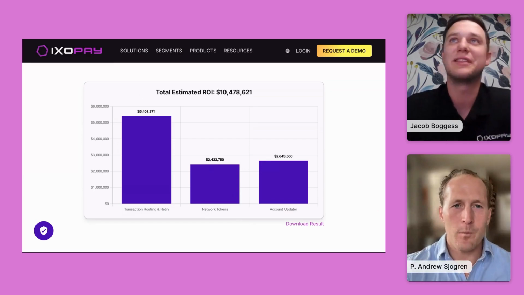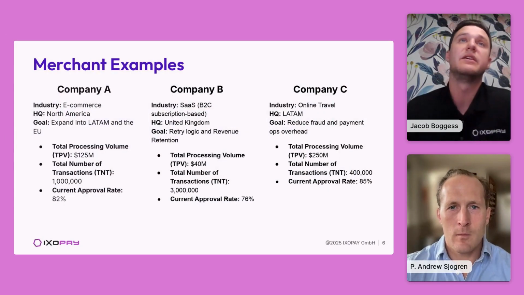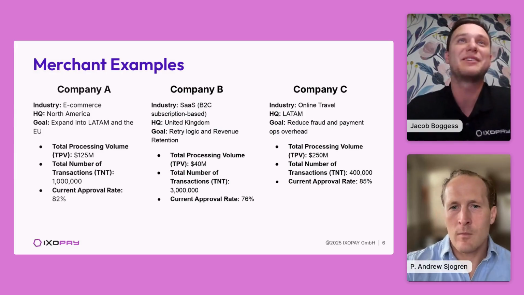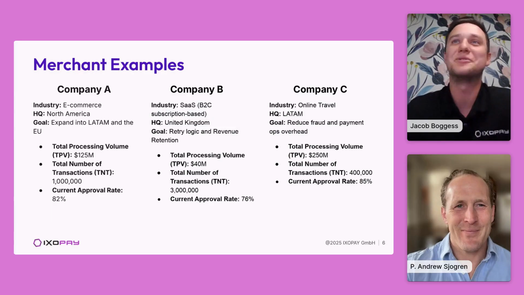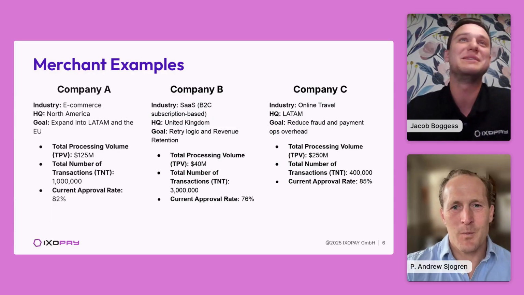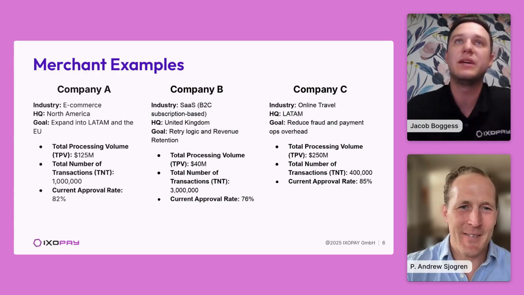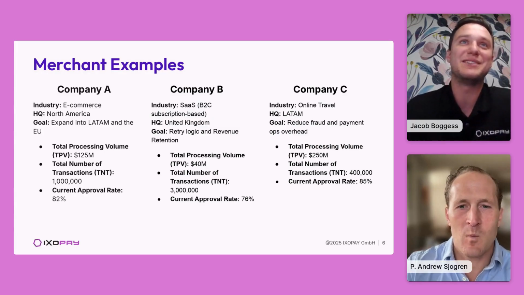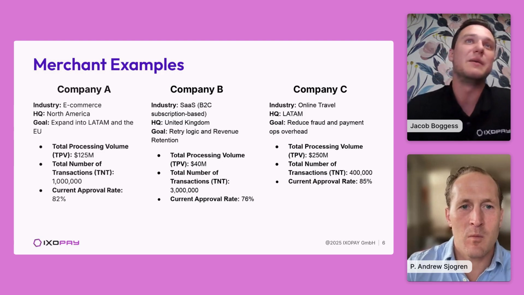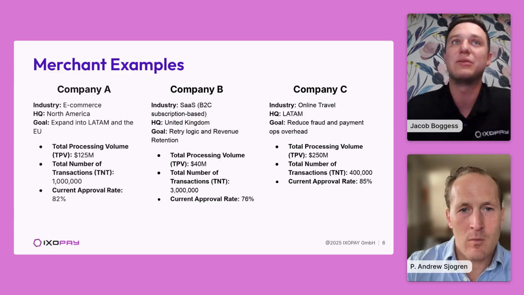Yeah, absolutely. And I believe we have another merchant that we can run through this, and they do have these subscription-based models. Yeah, company B. We may not make it to company C here, folks, but we'll try. Andrew and I, as you can tell, like to dive deeper than what we typically anticipate. But company B, it's an interesting one. SaaS, B2C, subscription based in the United Kingdom. Their goal is to fix retry logic and revenue retention.